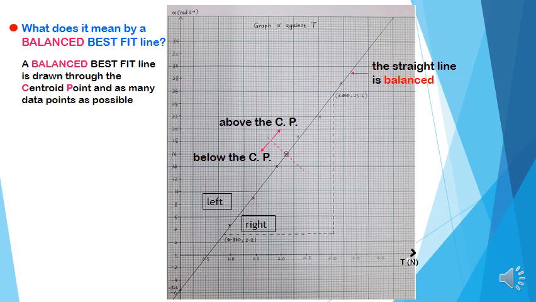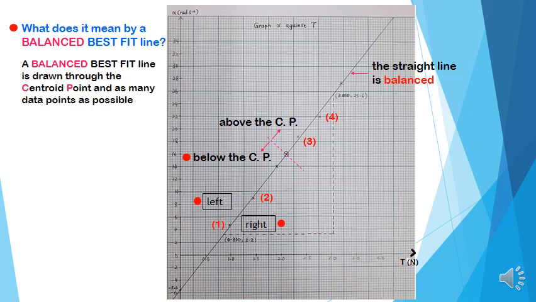However, there are 4 data points which deviate from the best fit line. 1, 2, 3, 4. There are 2 data points which deviate from the best fit line below the centroid point. There's one on the left-hand side of the graph, another one on the right-hand side of the graph. The distance deviated from the best fit line for data point 1 is almost the same as data point 2. Therefore, the 2 deviated data points 1 and 2 almost balance each other.